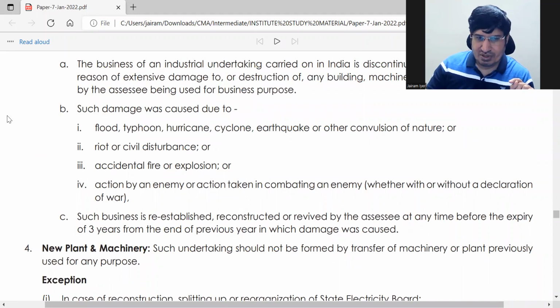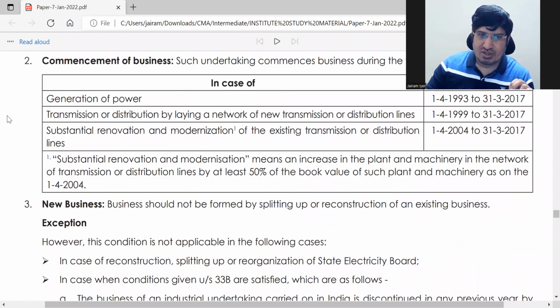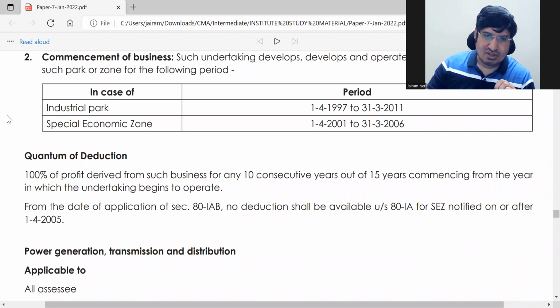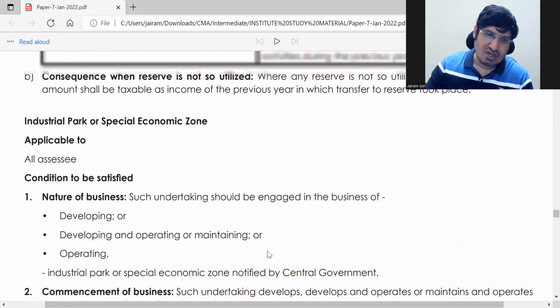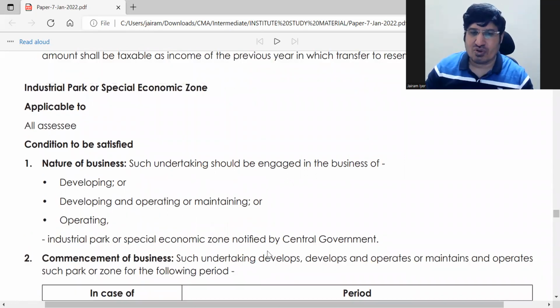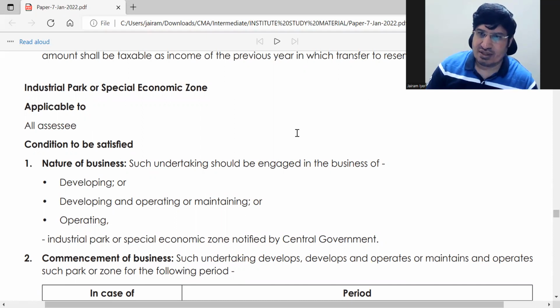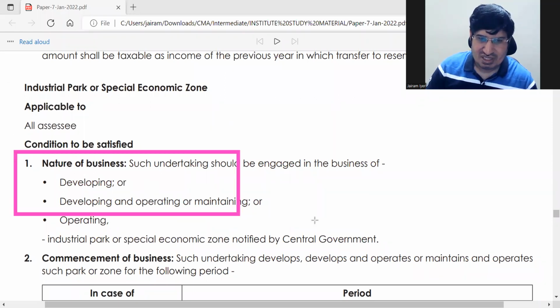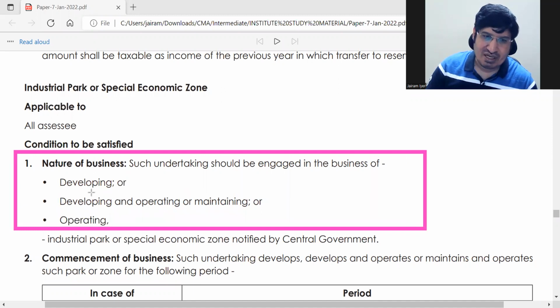Just going up. This is power generation, transmission. And now here we will get to see industrial park or special economic zone. Actually what they should have done is put both sections together, which would have made it a bit easier. Now this nature of business, as I was saying, developing and operating, maintaining, operating, there also it is the same.